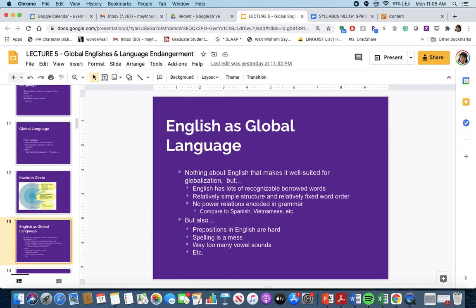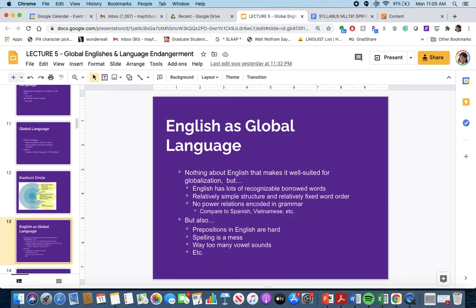There's no power relations encoded in the grammar. So, for example, a lot of you who are learning Korean or who speak Vietnamese know that you can't just say the same thing to people. If you're speaking to a female, it's very different. If you're speaking to someone who's elderly, it's very different. English doesn't really have that. It doesn't have a tu versus vous distinction, right? So English is very accommodating to that.